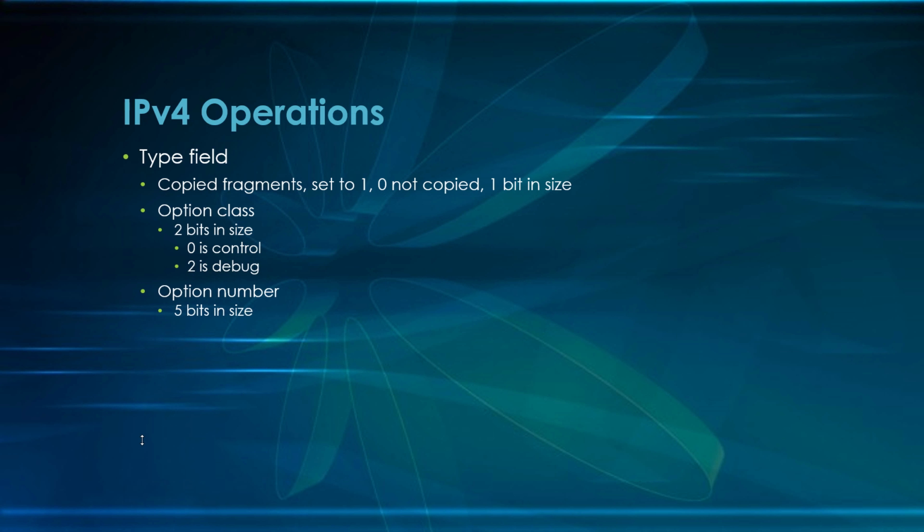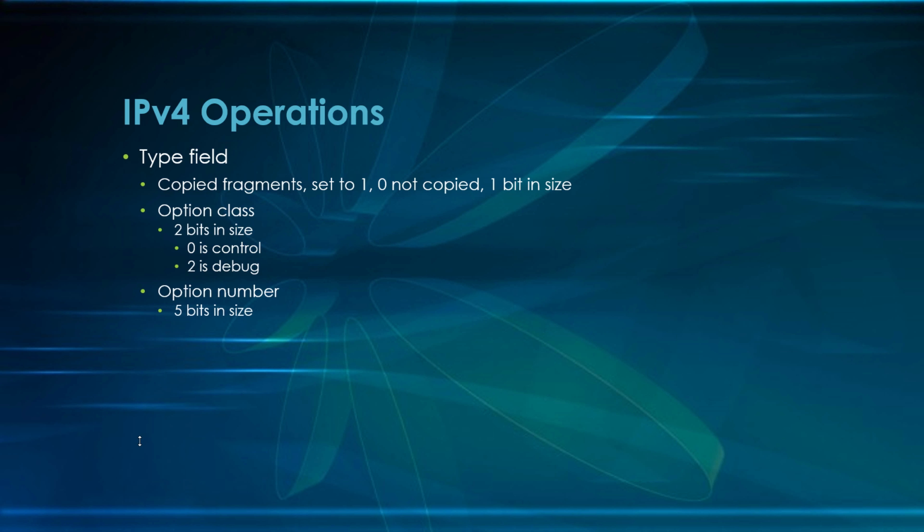The next one we're going to take a look at is IPv4 Operations. So you have the type field. Copied fragments is set to 1. 0 is not copied, 1 bit in size if it is. So you have the option class, which is 2 bits in size. 0 is control, 2 is debug.